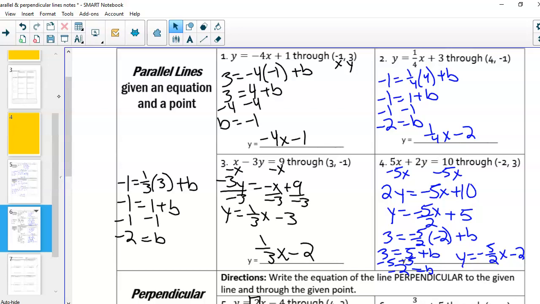Do we have any other questions on these four? How do we get the b for number 2? It should be -2 for b. So when you multiplied those two, you got 1. And then when you subtracted that, you got -2. You should have got -2. -1 minus 1 is -2.